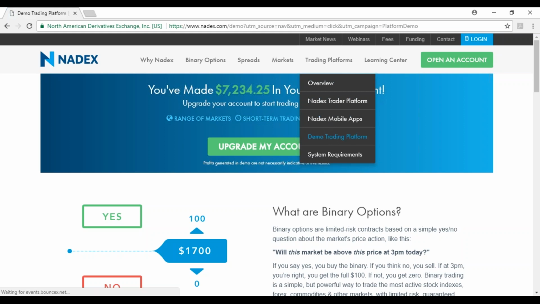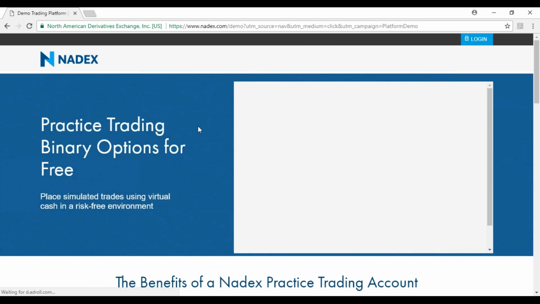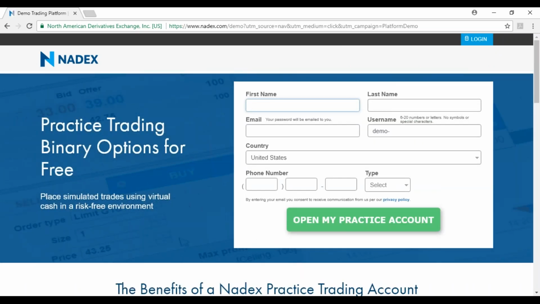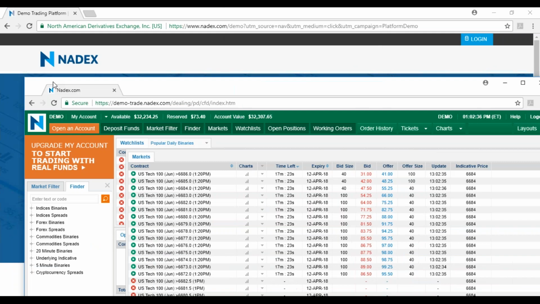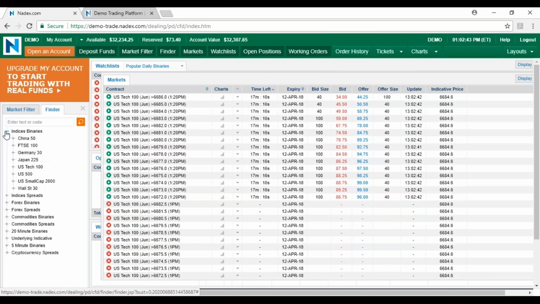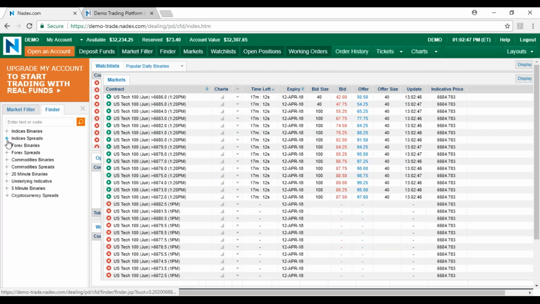But right here, demo trading platform, Nadex will give you a free $25,000 demo account, and all you have to do is sign up for it real quick, hit open, and select a username, and in just a few moments you'll get a temporary password sent to you, and you can log right in to a Nadex demo account. The Nadex demo account is a great place to get familiar with Nadex, with the different instruments they offer, binaries and spreads, the different expiration times, and entering and exiting orders.